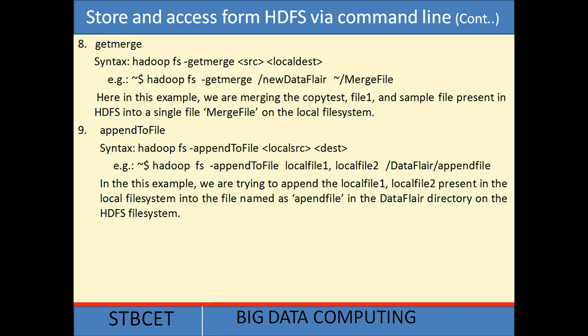Appendtofile. With the help of this command you can append many files, local file 1, local file 2, and they will be stored in one append file. So we are trying to append all these local 1, local 2 present in the local file system into a file named append file in the data flare directory. That means all the data can be clubbed together and that file will be sent to the HDFS file system with the help of this appendToFile command.